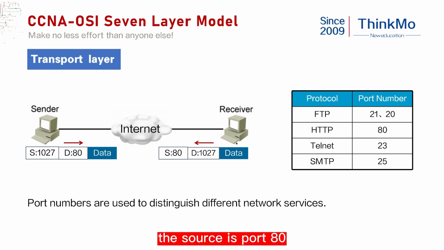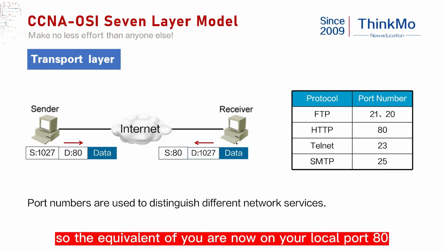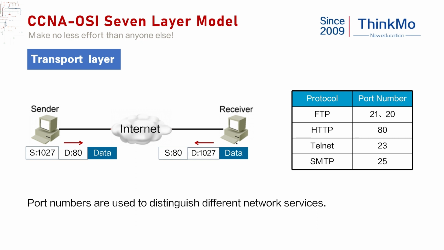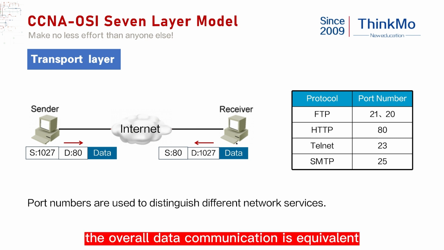The source is port 80. The destination is port 1027. So it is equivalent to you, on your local port 80, replying to port 1027 of my local device. Can you understand what I'm saying? That is us. The overall data communication is equivalent.